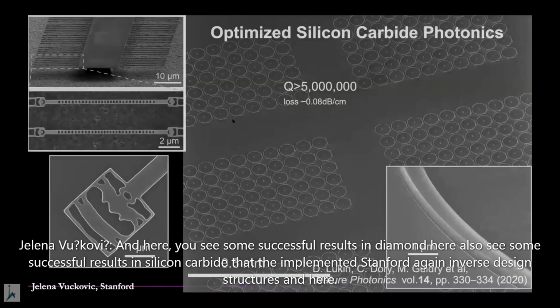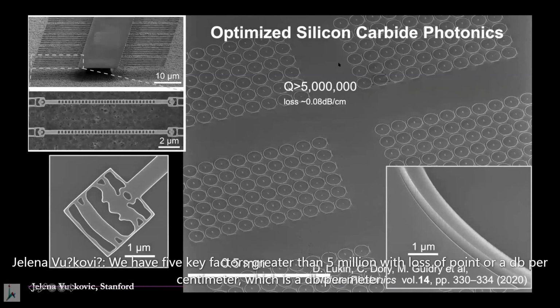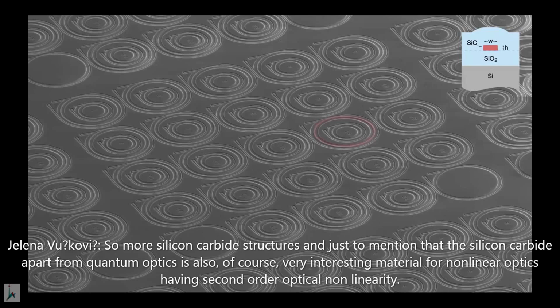Here also you see some successful results in silicon carbide that we implemented at Stanford, again, inverse design structures. And here we have quality factors greater than 5 million with loss of 0.08 dB per centimeter, which is 8 dB per meter, kind of getting close to the state-of-the-art results in silicon nitride. And this is silicon carbide on insulator that we make ourselves at Stanford. So more silicon carbide structures.